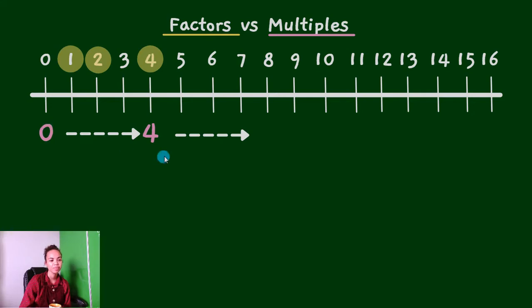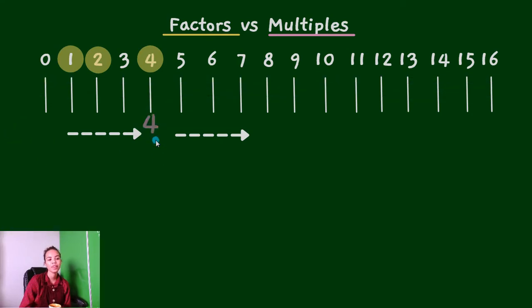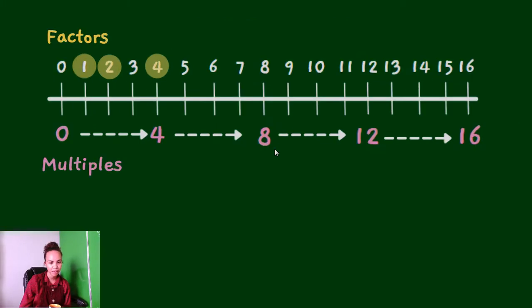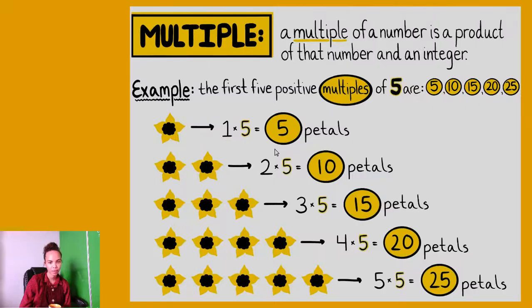So 0, 4, 8, 12, 16. So you can see how when I multiply I get my answers. 4 times 0 is 0, 4 times 1 is 4, 4 times 2 is 8, 4 times 3 is 12, 4 times 4 is 16. So you can see how we keep on going with multiples. Okay, there we go. Just one more, just in case you're not too sure yet.